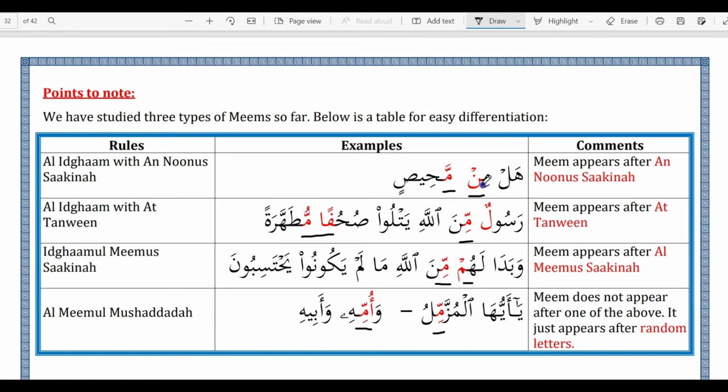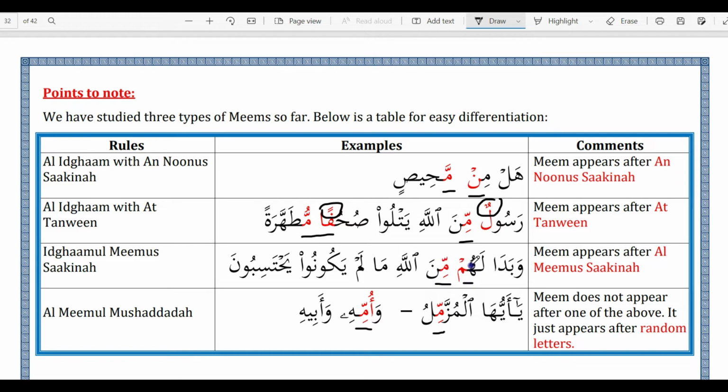If the letter that comes before it is a nun sakina, then it is not meemul mushaddada. It is idghamun nun sakina. If the letter that comes before it has a tanween, then it is not meemul mushaddada. It is idghamun nun sakina. What tanween?